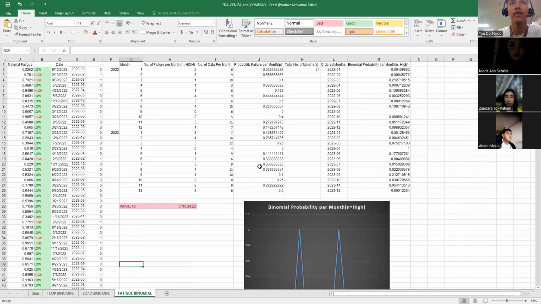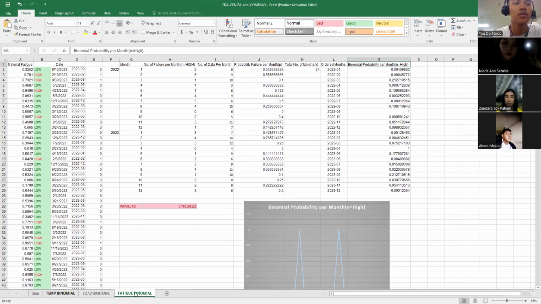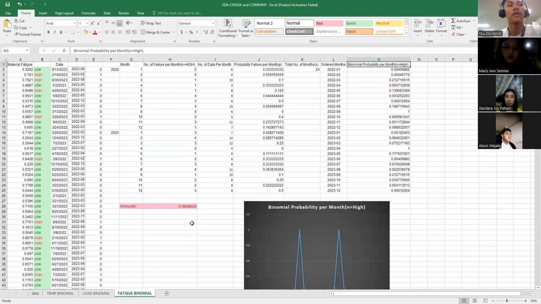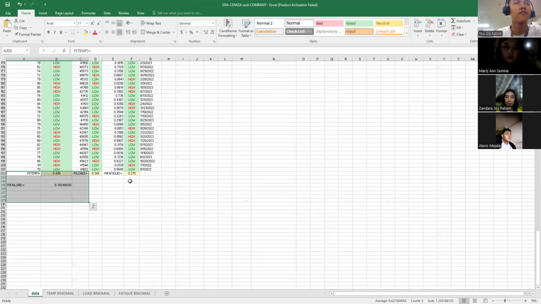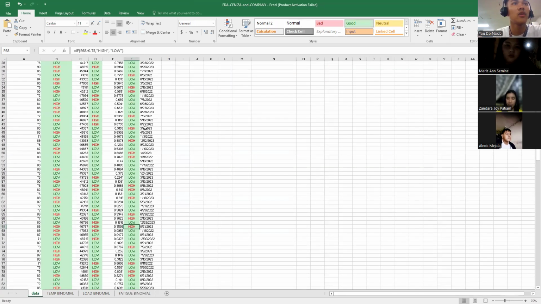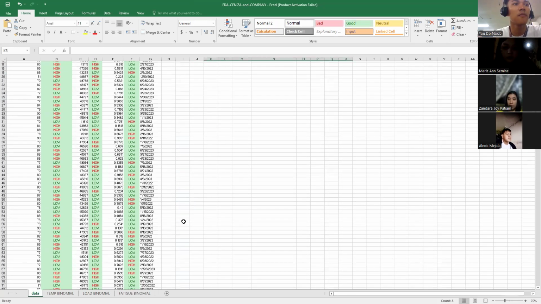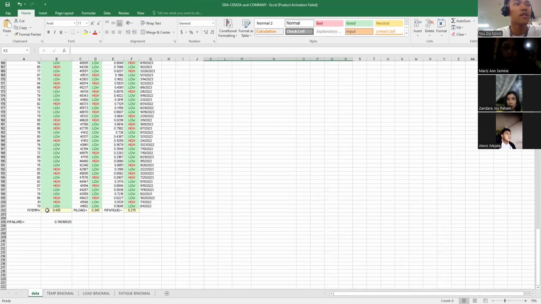So that is how we calculate the probability of failure per month and then the binomial probability per month individually for three separate factors, namely the environmental conditions, the traffic load, and the material fatigue. Again, as a recap, first we generate the data using the macro, and then we assign constants to those three separate variables. And then after that, we individually calculate their probability, like the probability of temperature, probability of load, and then probability of fatigue.